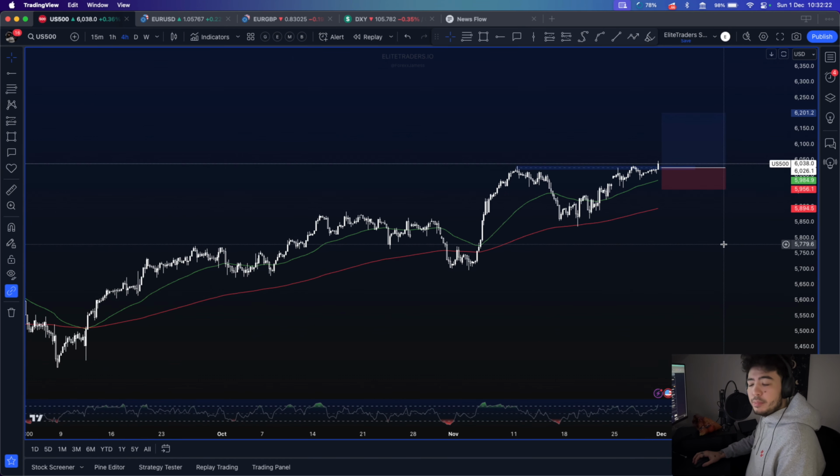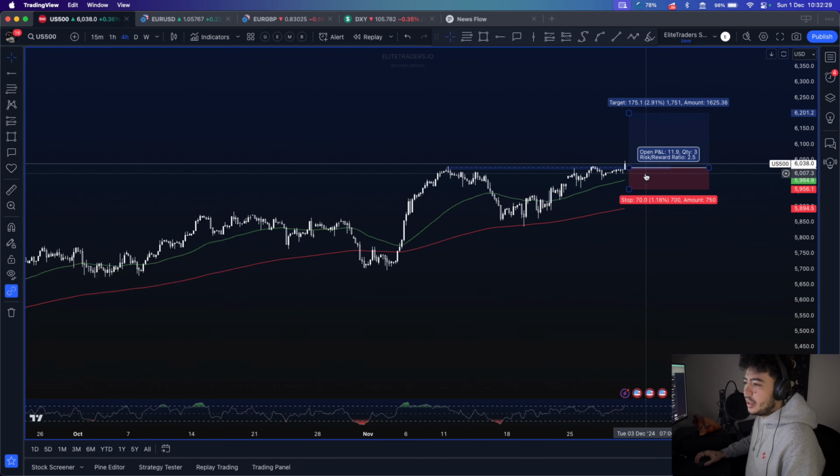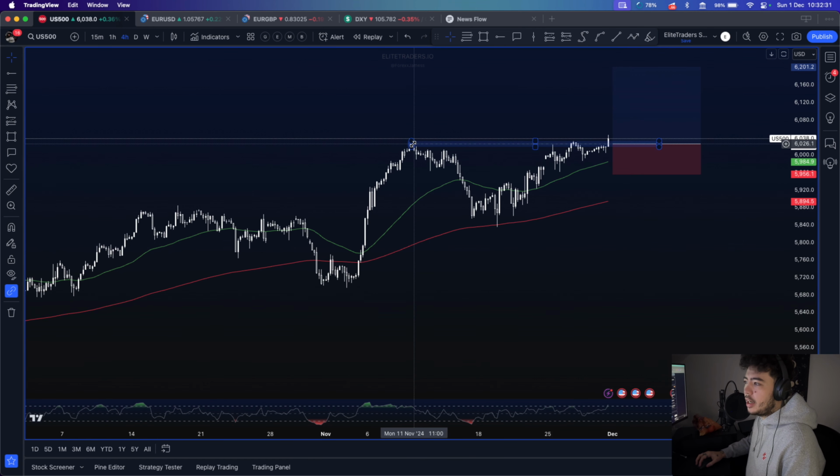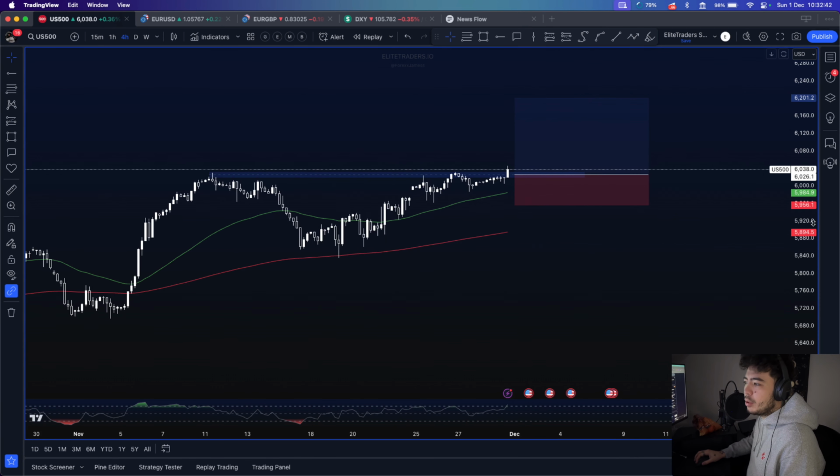So recently the S&P has been on a huge run. We can see very clearly here we've had a really clean movement to the upside, and we created an all-time high right here at 6,026. From there we ended up moving down, coming down to our 200 moving average, bouncing off and then retesting this level. We have now broken above.